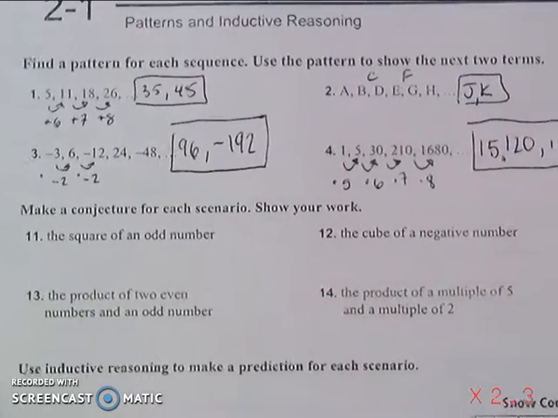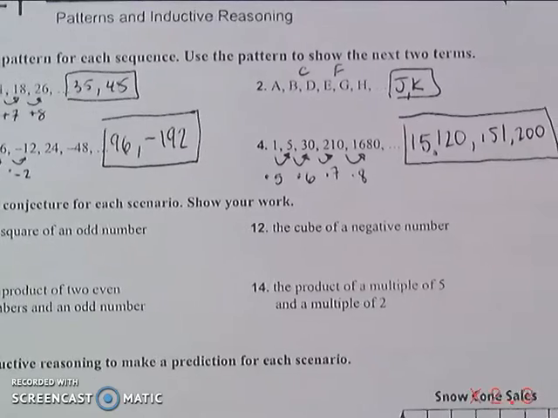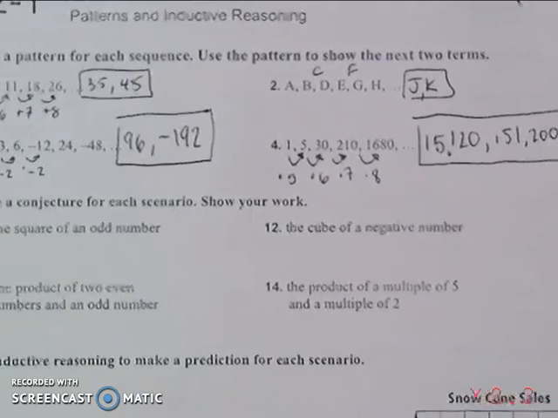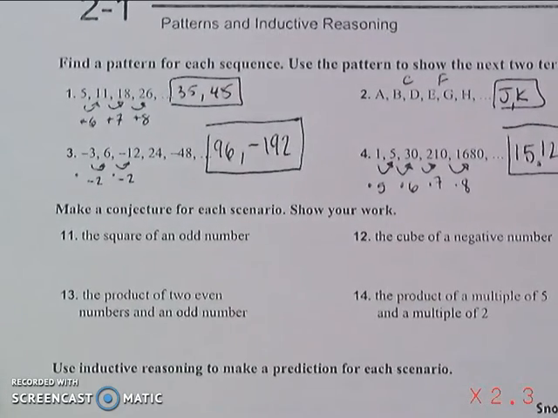Okay? You can't see those, sorry about that. So I went multiply by 5, 6, 7, 8, 9, and 10. Okay? Alright, make a conjecture for each scenario, show your work.